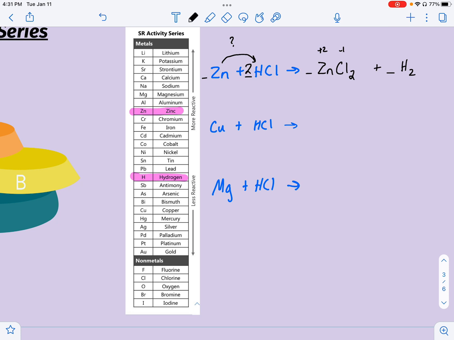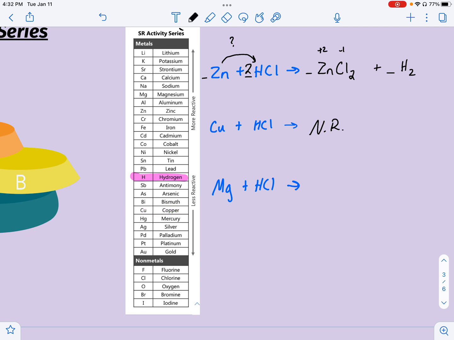All right, and it works because I saw it work. It made a bubble and produced heat. Copper, on the other hand, if I look at where that's at on the activity series, the copper is way down here. Oh yeah, right there. So it's far less reactive than hydrogen, therefore nothing will happen. NR, no reaction. We're going to compare lastly magnesium.